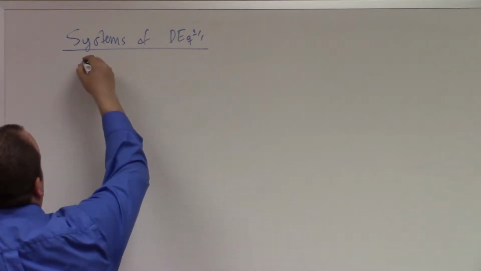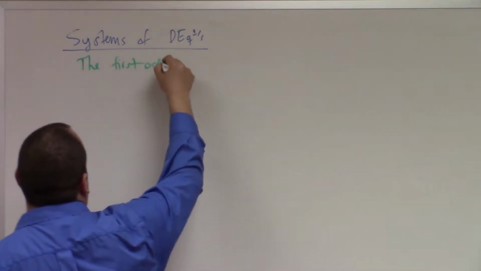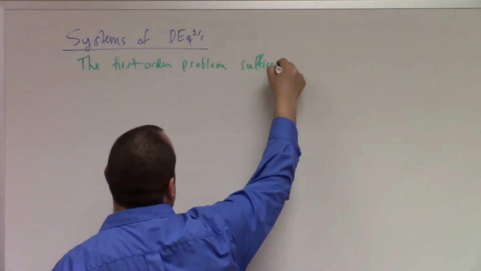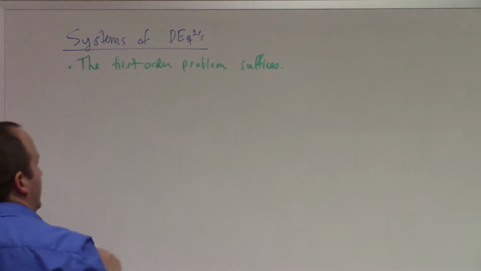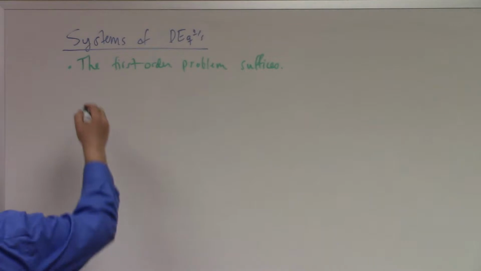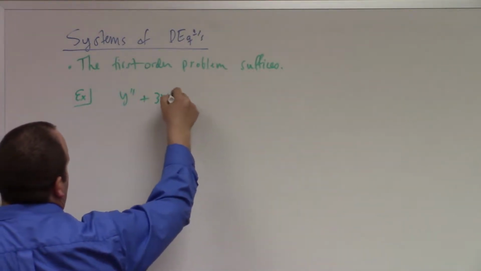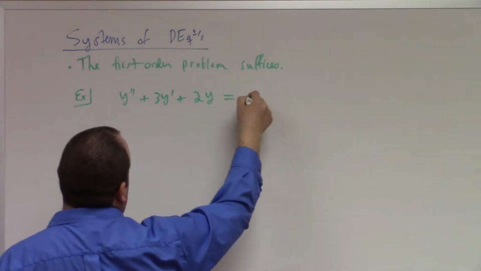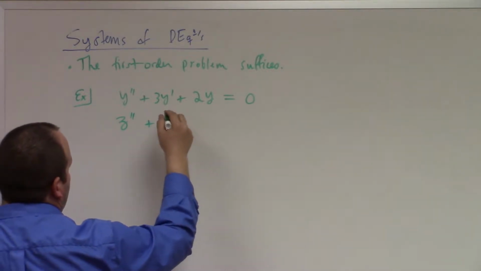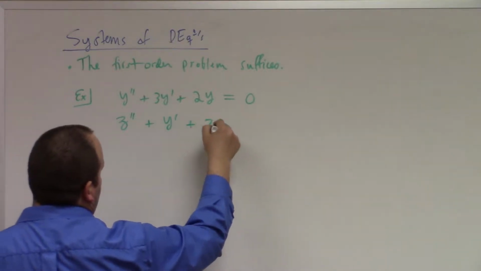First of all, the first order problem suffices. Now let me show you what I mean by that. If we can solve the first order problem, a system of first order differential equations, that actually pretty much covers what's out there. So to give you an example, suppose you had y prime prime plus 3y prime plus 2y equal to 0, and you had z prime prime plus y prime plus z equals 0.